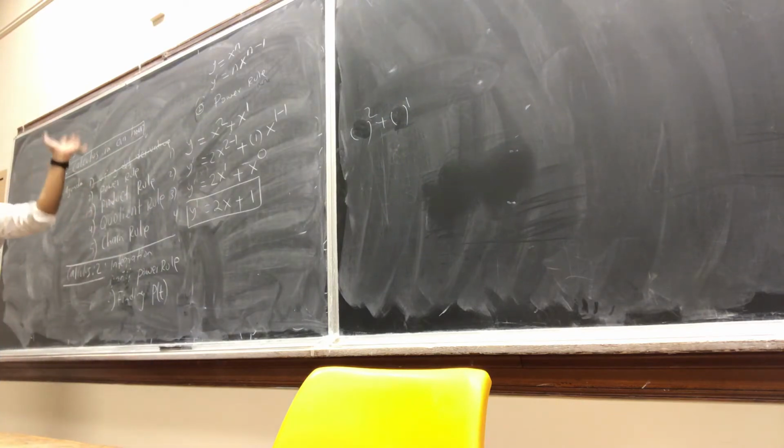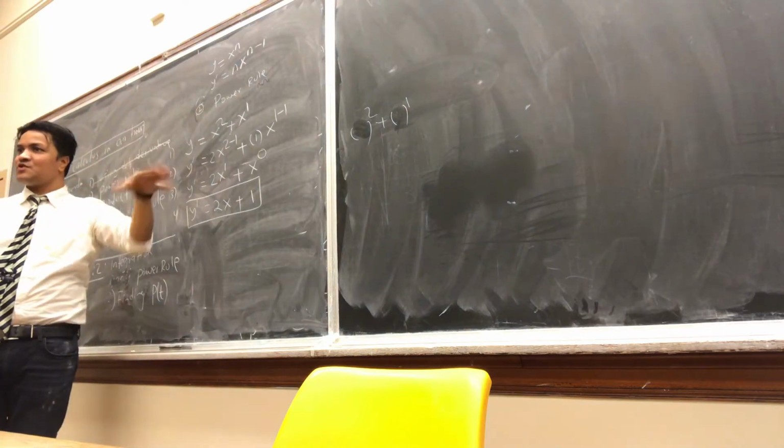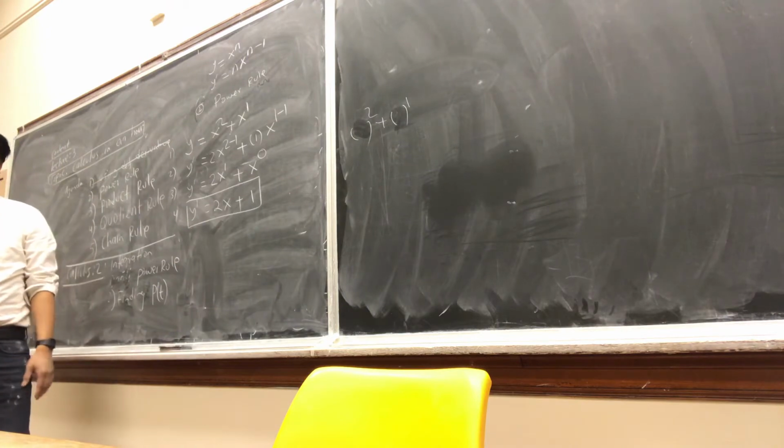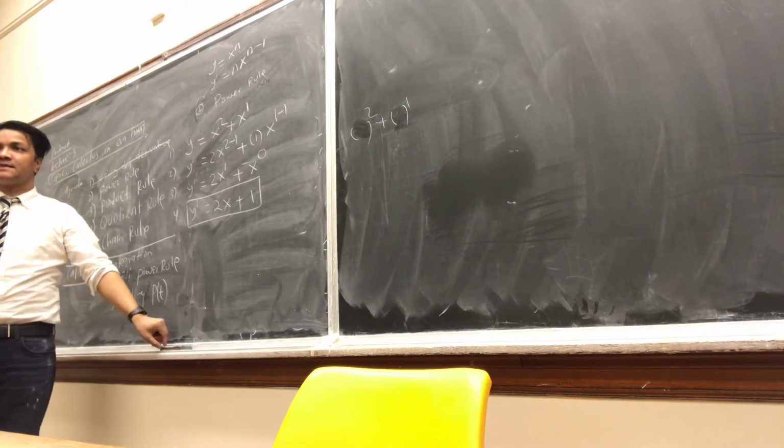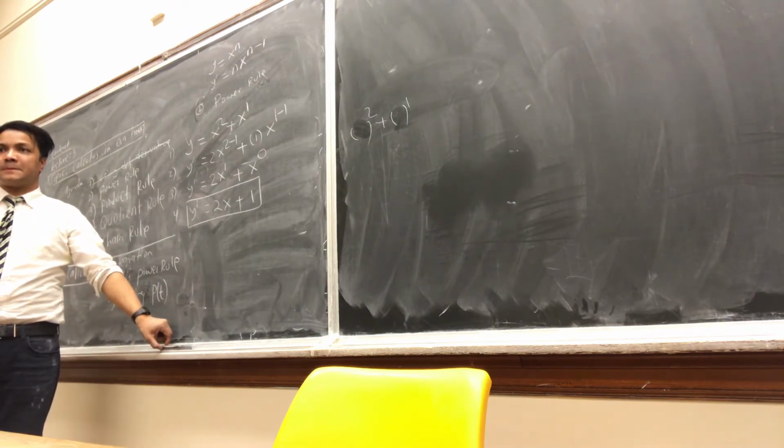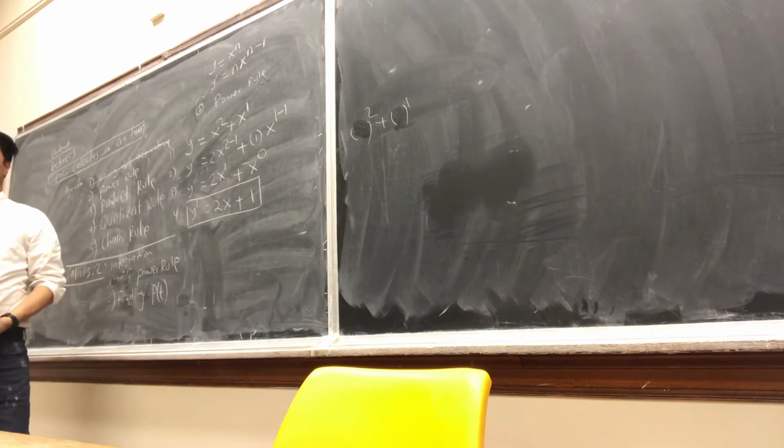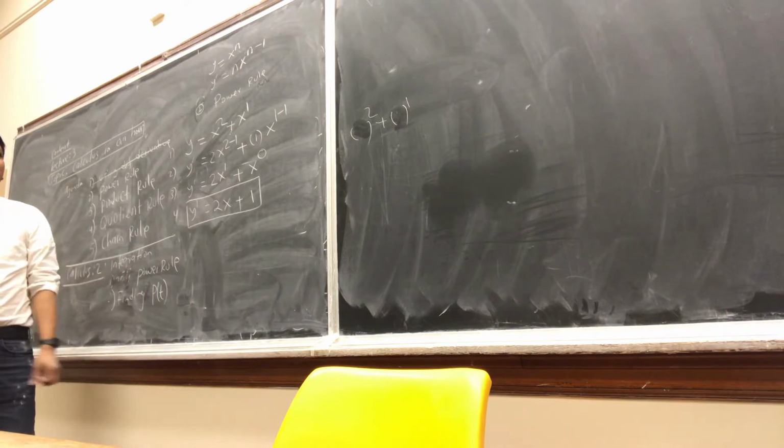Once you get the hang of it, you don't have to do all of this, you're just going to do it in one step. Okay. So you bring the power down, it becomes the coefficient, right, and you reduce the exponent. Right. Okay, now we're going to do the product rule.